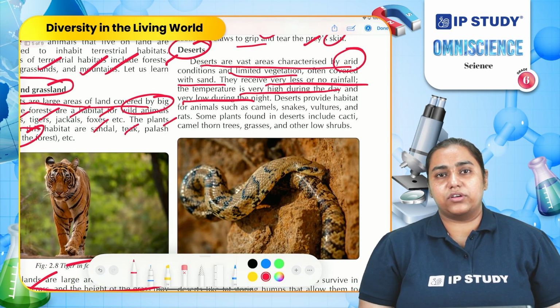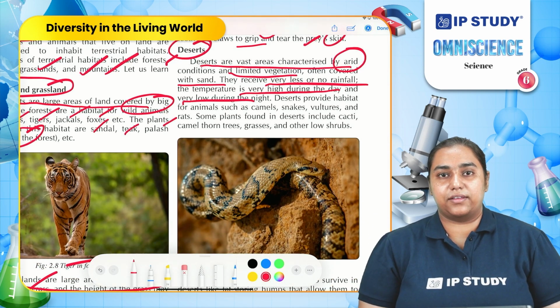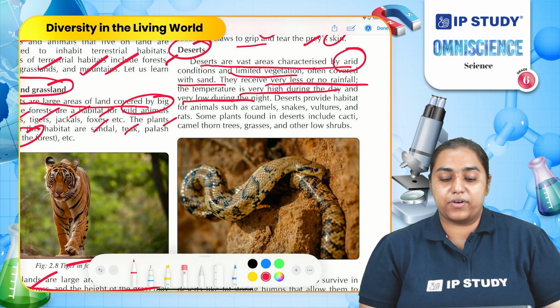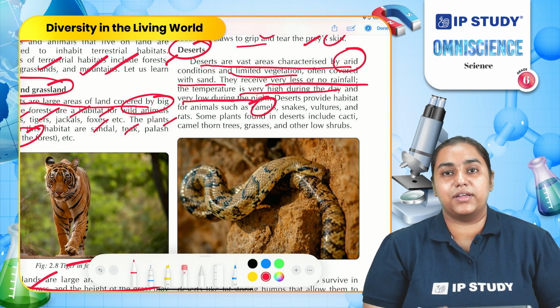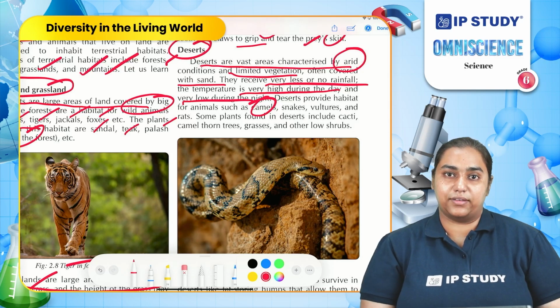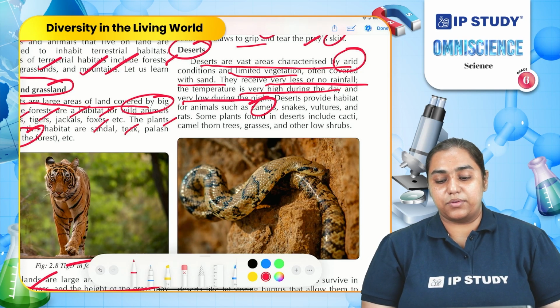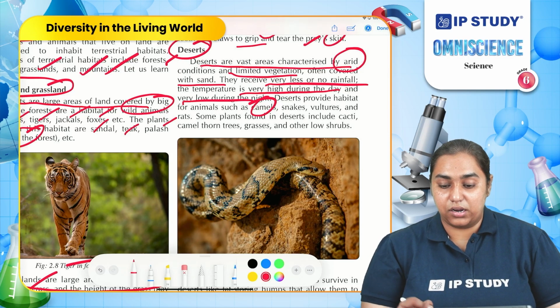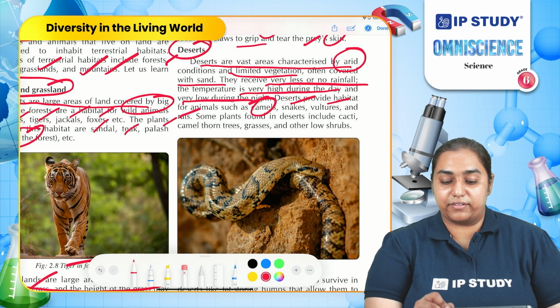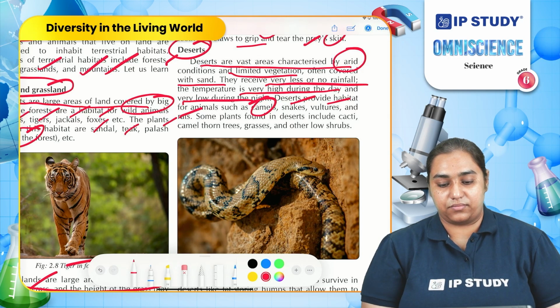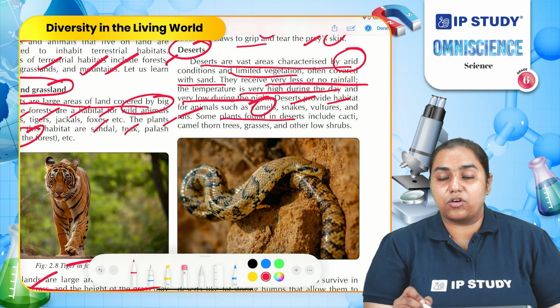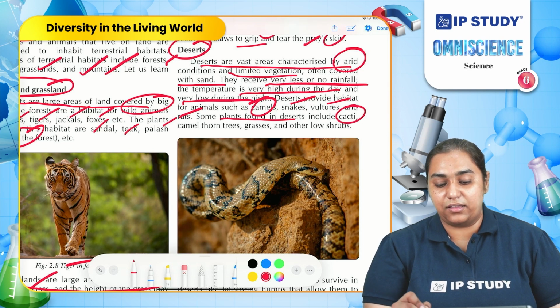If I ask you to give me any common example of an animal of the desert area, what will you say? Your first example will be camel. Anybody can easily say that camels are found in the desert area. Other animals found in desert areas are snakes, vultures and rats. Some common plants found in this region are cacti, camel thorn trees, grasses and other low shrubs.